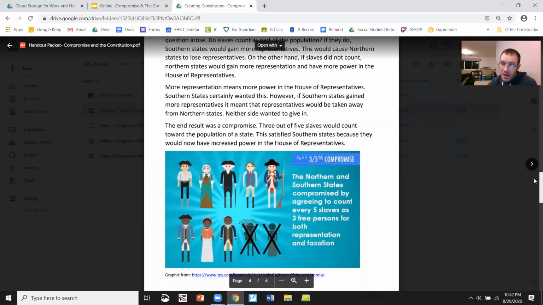Northern states, well, they're happy that the South is going to join with them. And actually this increases taxation for the South a little bit. So the northern states like that. But look at what we're left with here.